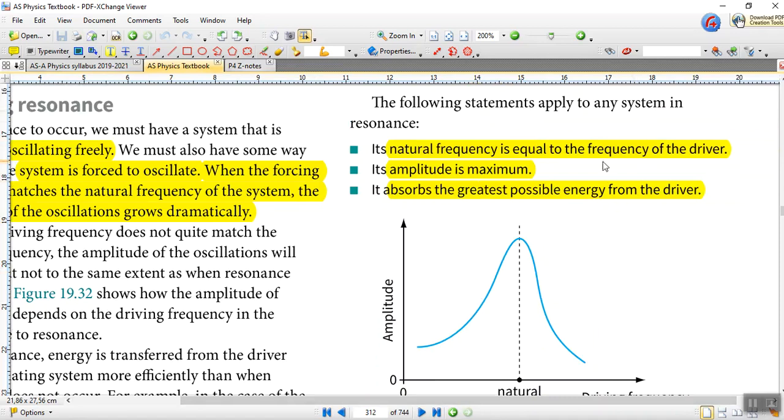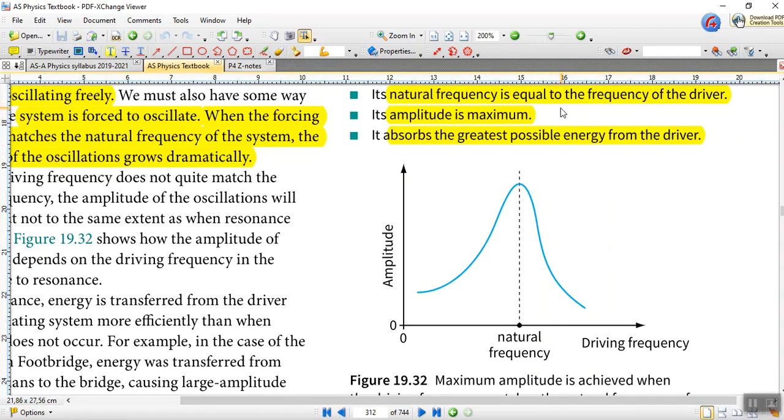There are three things that need to apply. The natural frequency must be equal to the frequency of the driver or the singer. The amplitude is maximum, so that's the point where there's a maximum uncontrollable motion, and the system absorbs the greatest possible energy from the driver. So as the driving frequency, the person singing, increases up to the note, you could see how he used the straw to find that point.